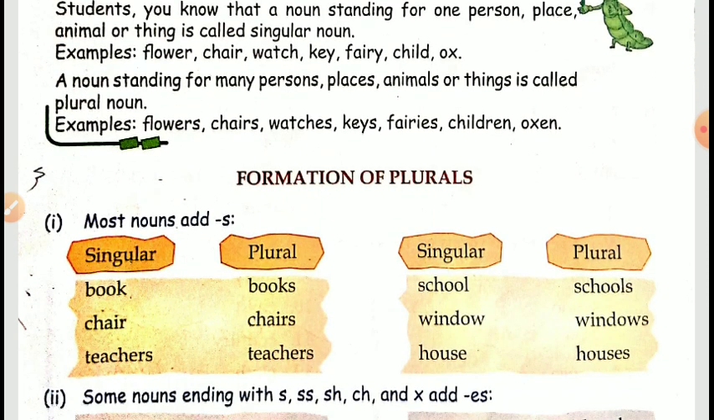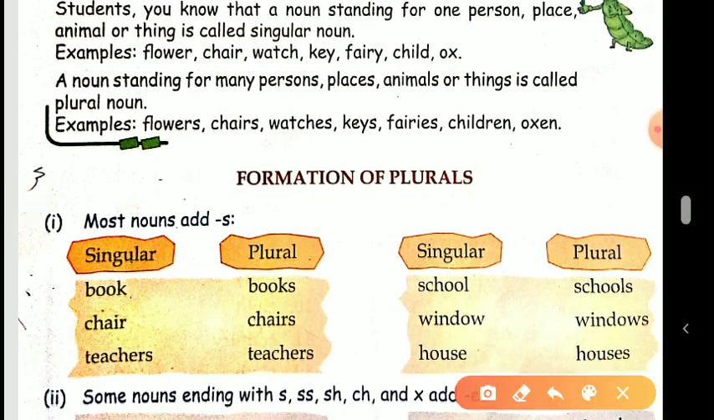The first rule I explained yesterday was most nouns add s. For making plural, for most of the nouns you just need to add an s at the end of the word so that the nouns become plural. You can see books, chairs, schools, teachers, windows, houses. These are all plural and you have just added one s at its end. So the first rule says most nouns add s. You need to remember this.